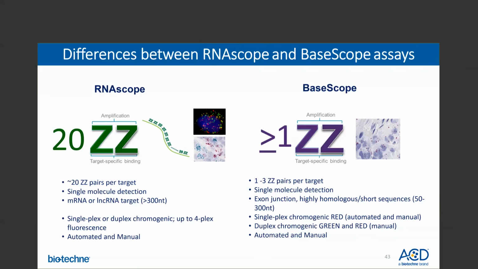And then both of these assays can be done on the automated or the manual platform. However, at this point in time, the RNAscope assay can do up to 4-plex, whereas the BaseScope can only do single-plex to dual, and only the single-plex assay is compatible on the automated platform.